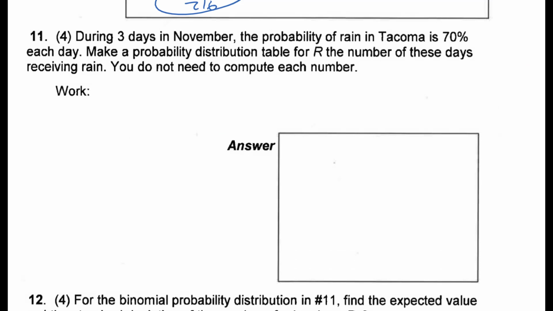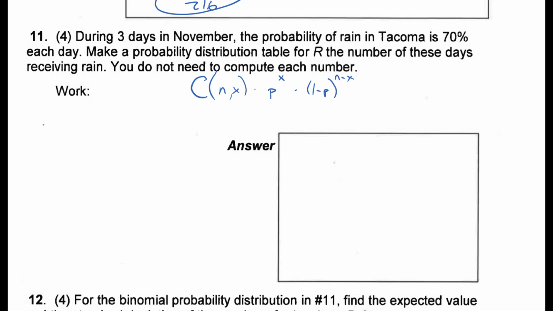During 3 days in November, the probability of rain in Tacoma is 70% each day. Make a probability distribution table for R, the number of days receiving rain. Okay, I don't need to compute each number. This is like a probability distribution table, and I can use this formula here: the probability of success to the x times the probability of failure. That's the formula I need to use. I just really need to set that up for each one of those.